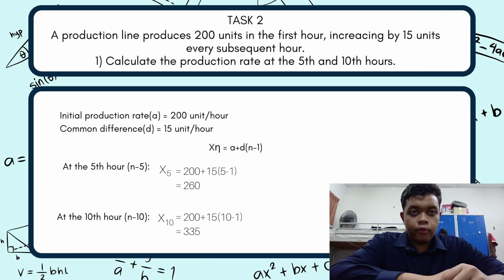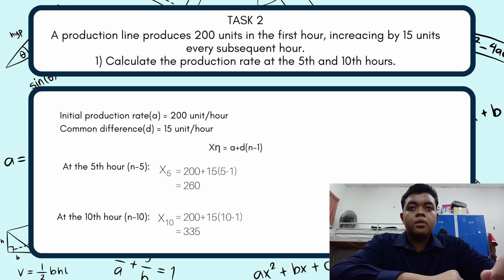Assalamualaikum and hello everyone. My name is Muhammad Nur Iman Mir Zainal, matric AA241071. So I will explain to you about our task 2 for our PBL assignment. A production line produces 200 units in the first hour, increasing by 15 units every subsequent hour. First, calculate the production rate at the 5th and 10th hours.